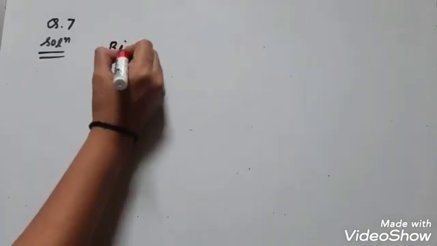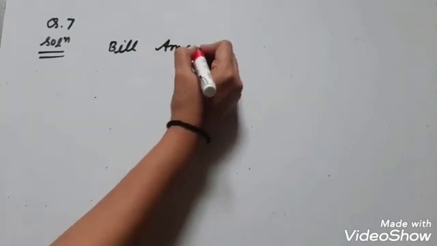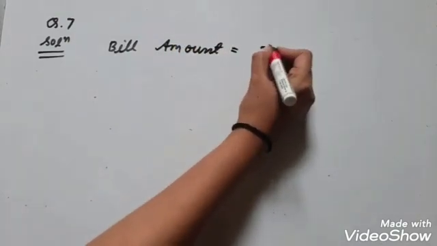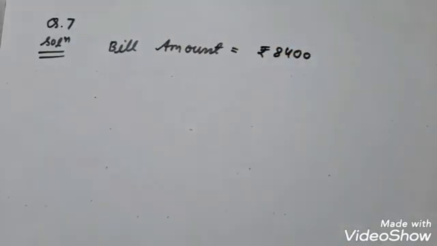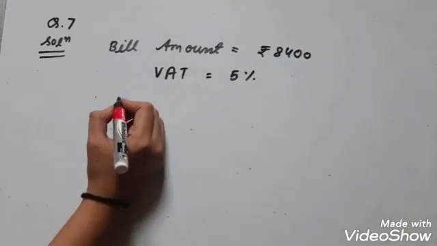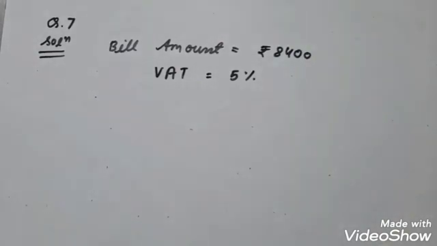Question number 7. Same type of question. Priya bought a suitcase for rupees 8400. The VAT for this item was 5%. What was the price of the suitcase before VAT was added? Also state how much the value added tax was. So here we have the bill amount, and the amount is rupees 8400. Value added tax 5%. Let the original price be X.